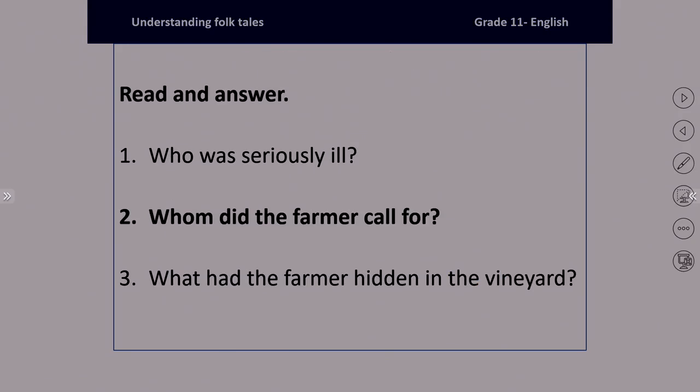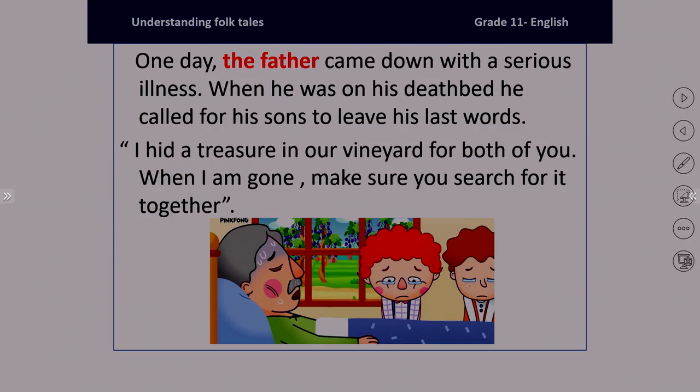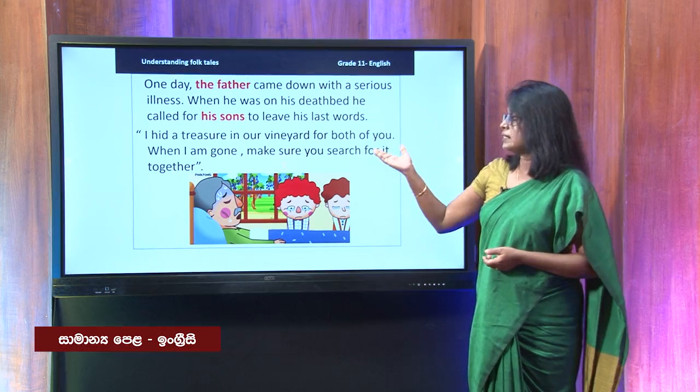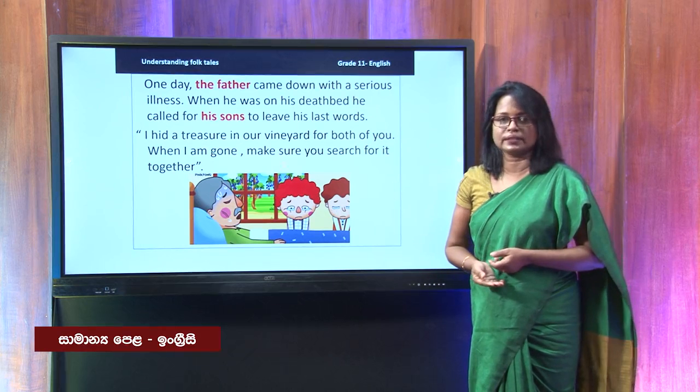The second question. Whom did the farmer call for? Could you find the information? Yes, it is there in the second sentence. Let's see. It says, when he was on his deathbed, he called for his sons to leave his last words. So children, what is the answer now? It's his sons. His sons is the answer.